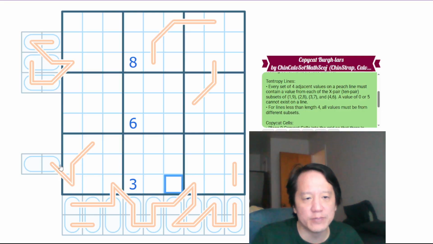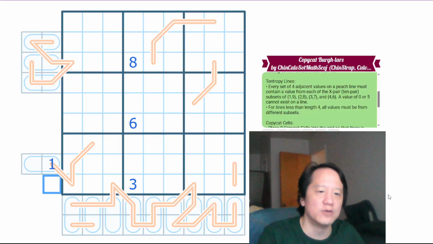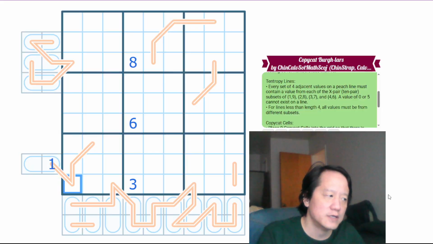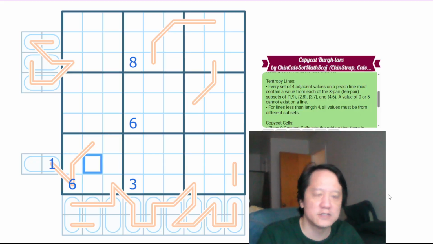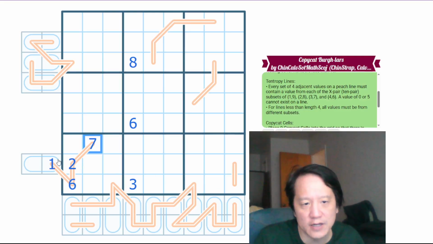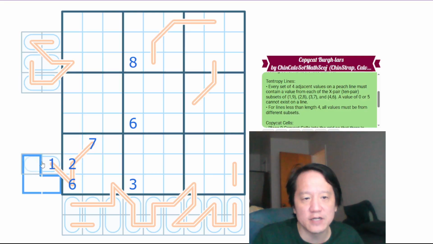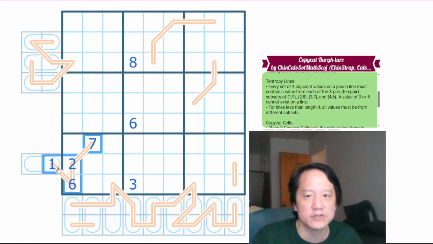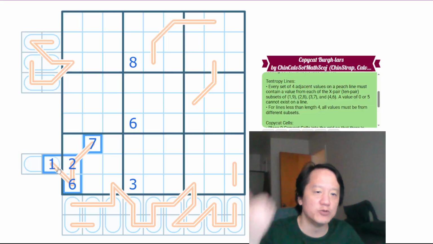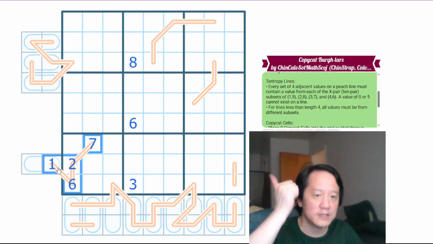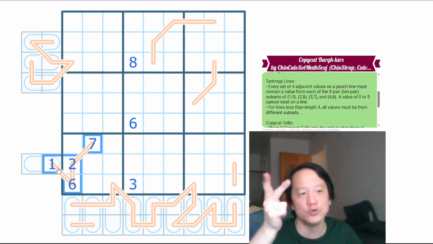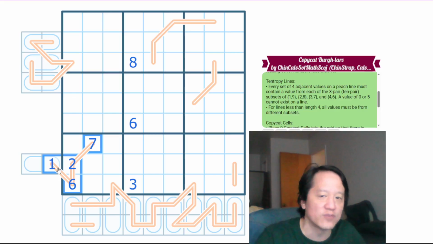So for example, you could have something like 1, 6, 2, and 7. This would be valid as a tentropy line because for every set of 4 adjacent values on the line, we have to have 1 from each of the subsets: 1 is from 1 and 9, 6 is from 4 and 6, 2 is from 2 and 8, and 7 is from 3 and 7.